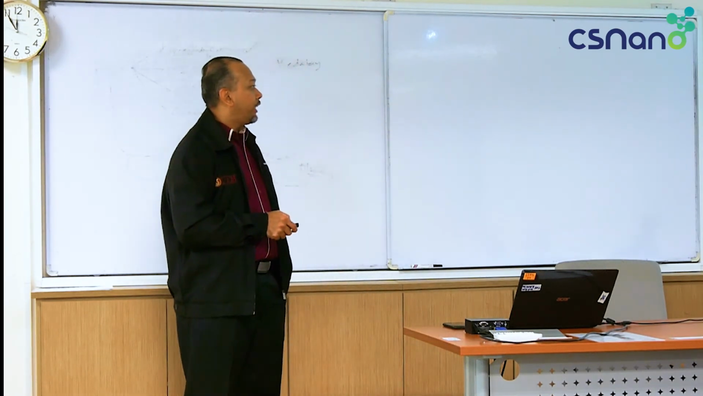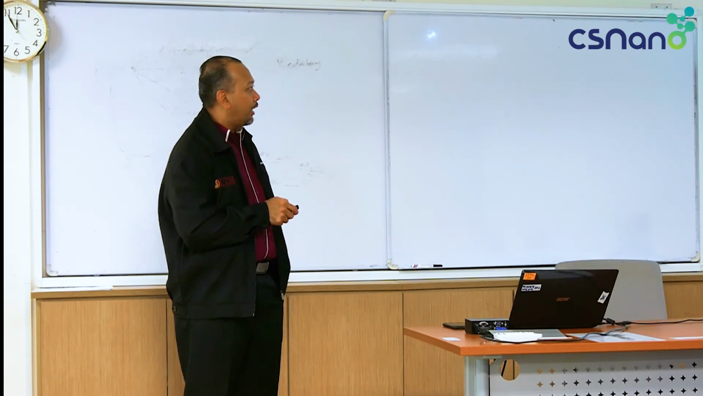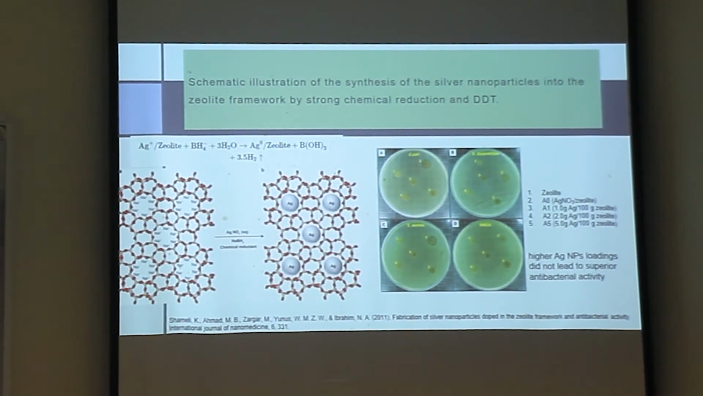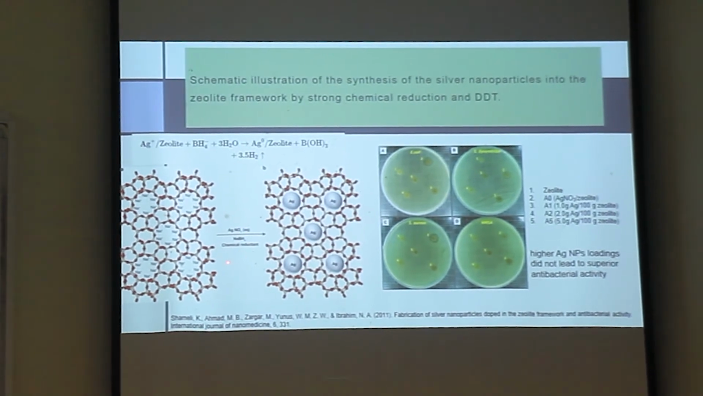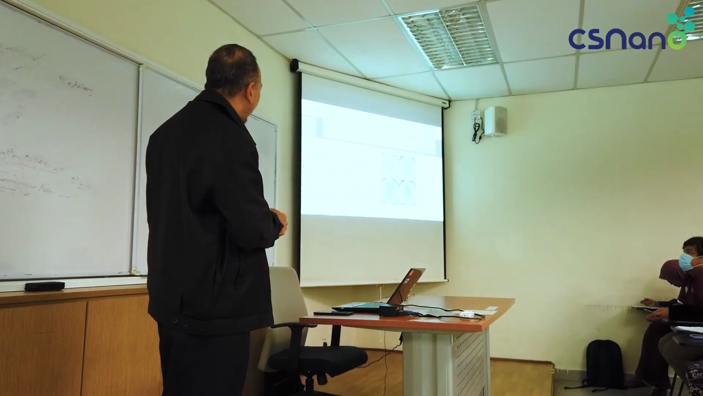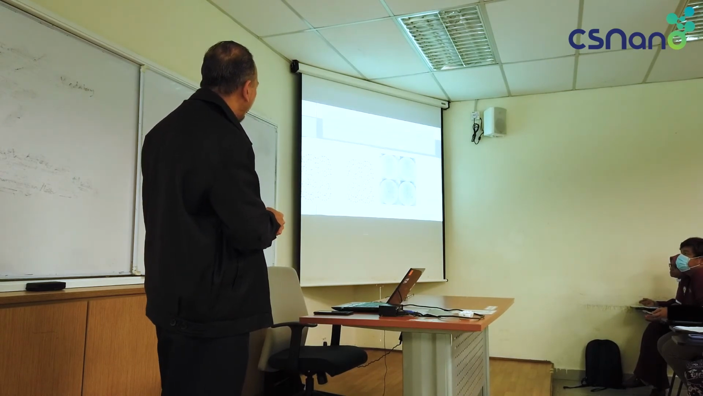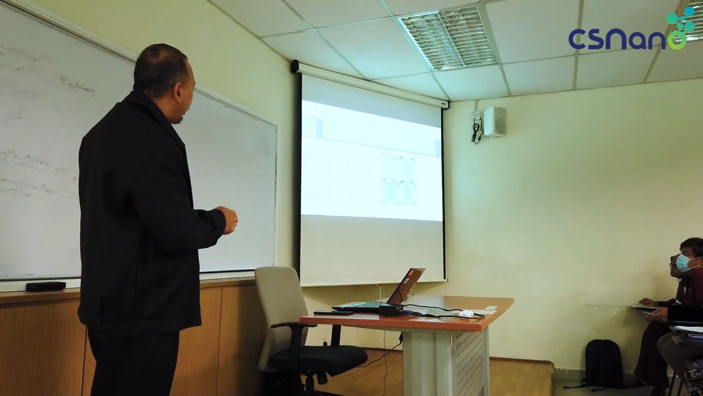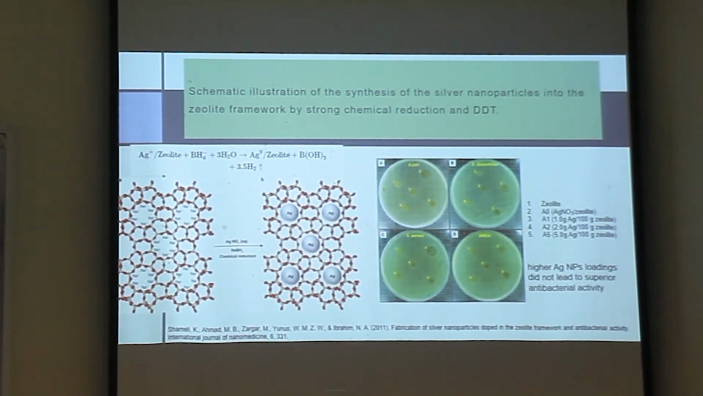What they did, Shamini in 2011, is enrich the zeolite structure with silver ions, and after that they used sodium borohydride as a chemical reductant to reduce the silver ions into silver nanoparticles. So at the end, they got silver nanoparticles inside the zeolite, and then they did antibacterial testing.